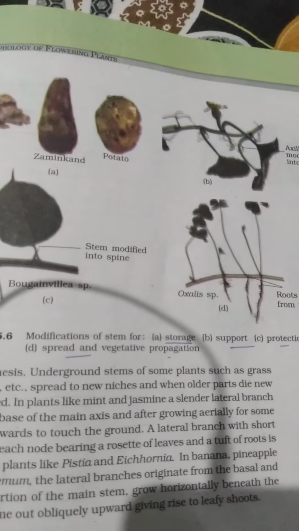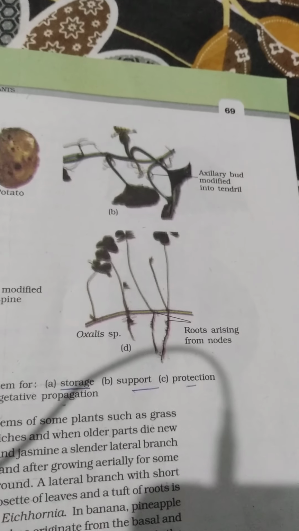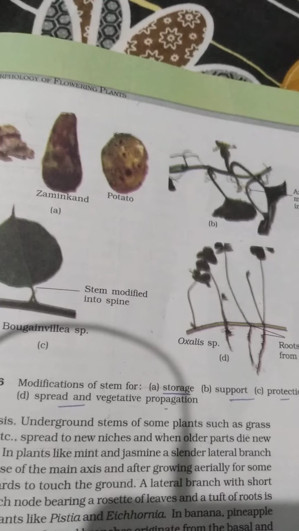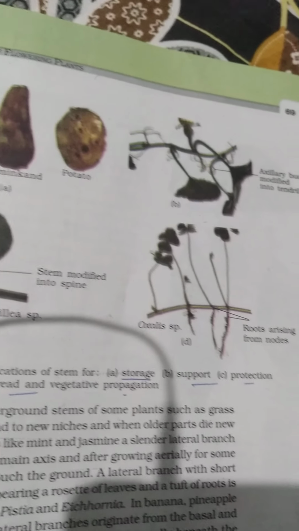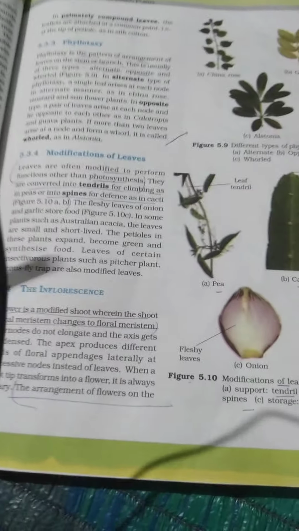In my previous class, I had already discussed the modification of stem, and we have seen how the stem is modified for storage functions, for support functions, and for protection purposes. Today I want to see the leaf.